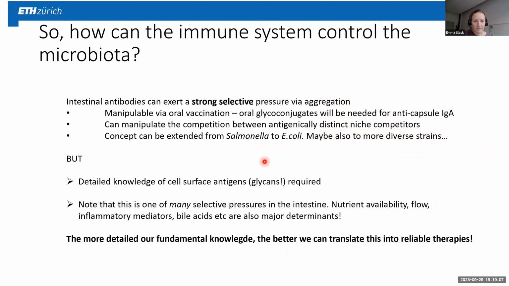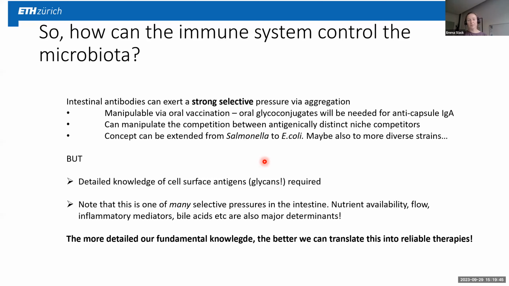Okay, so just to conclude, how can the immune system control the microbiota? Intestinal antibodies can exert a strong selective pressure via aggregation. We can manipulate this via oral vaccination, particularly oral live whole cell inactivated oral vaccines, which are good for things like Salmonella. If we want to induce anti-capsule responses, we need oral glycoconjugate vaccines, which is another big research topic in the lab. But if we can get the right IgA responses, we can really manipulate selective pressures in the gut. We can use this to replace an unwanted strain with one that has beneficial characteristics.